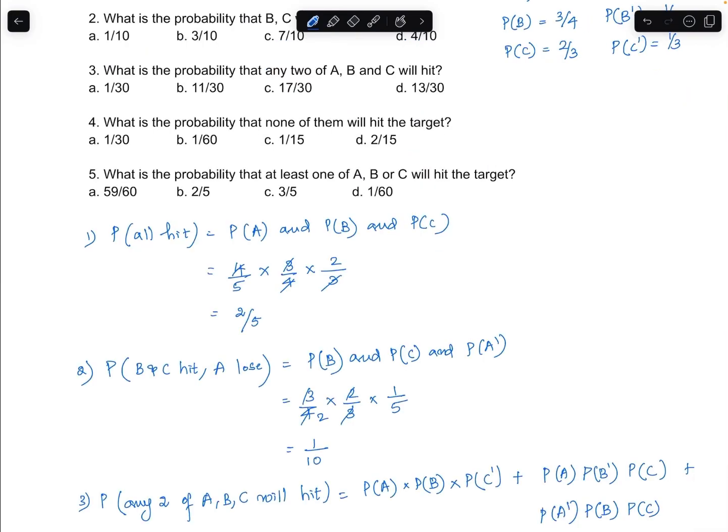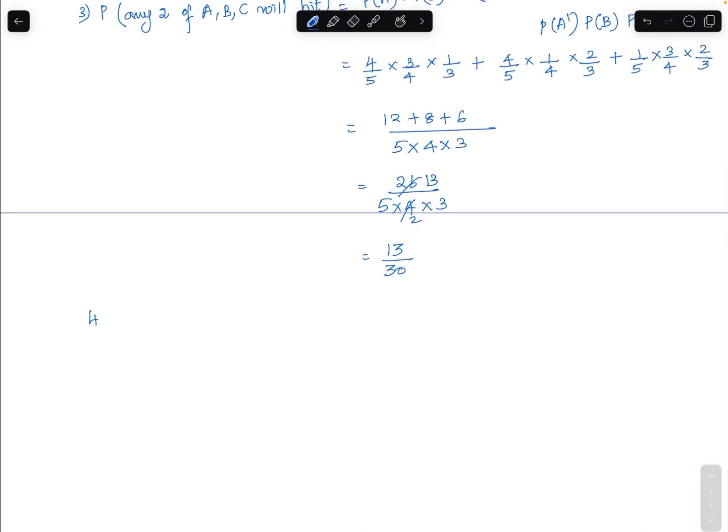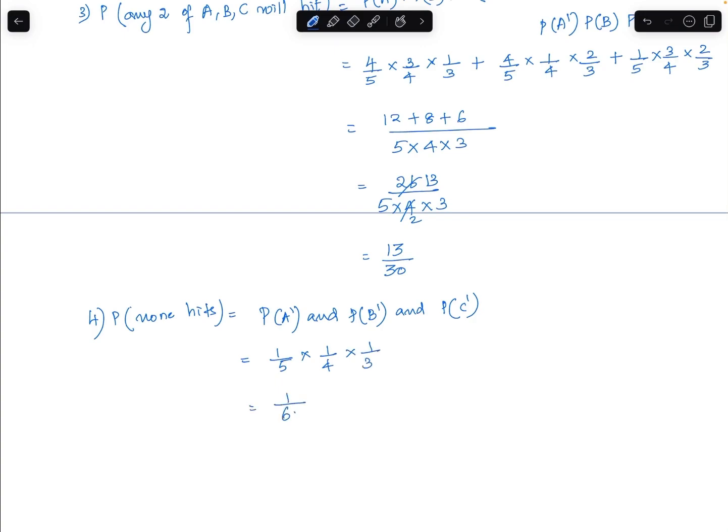Question number 4. What is the probability that none of them will hit the target? P of none hits will be equal to P of A dash and P of B dash and P of C dash. That is 1 by 5 into 1 by 4 into 1 by 3, which is 1 by 60.